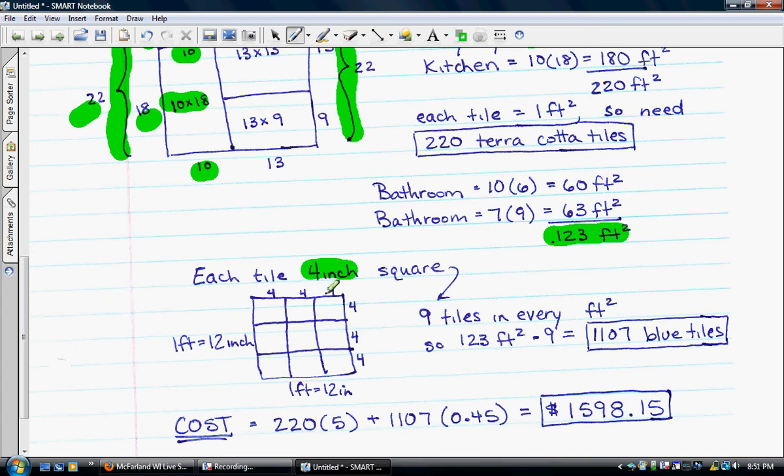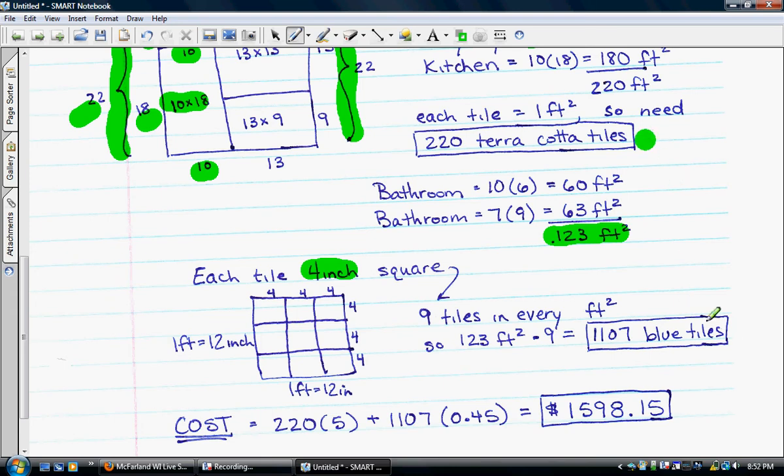I drew out a square foot, and I figured out if I split that up into 4 by 4-inch squares, there would be a total of 9 tiles in every square foot. So if there's 123 square feet, for each square foot I need 9 tiles. Multiply it by 9 to get a total of 1,107 blue tiles.